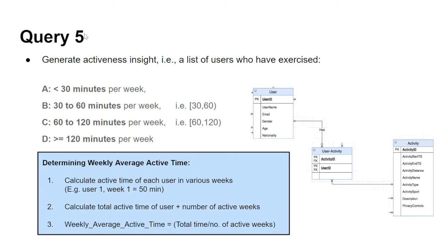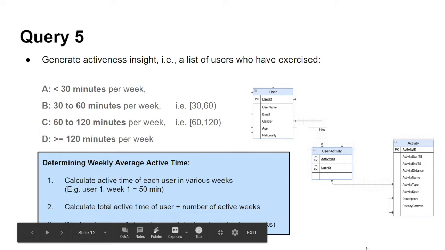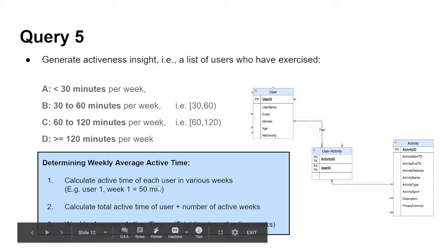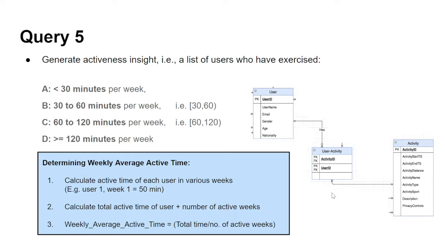Query 5. Users are split based on the average weekly activity time. Since each user's activities occur over various number of weeks, this is calculated in a few steps. Firstly, activities are grouped by week number and user ID, giving us the active time for each user in different weeks. Next, these values are grouped according to user ID to determine the total active time of the user, as well as how many weeks he was active for.